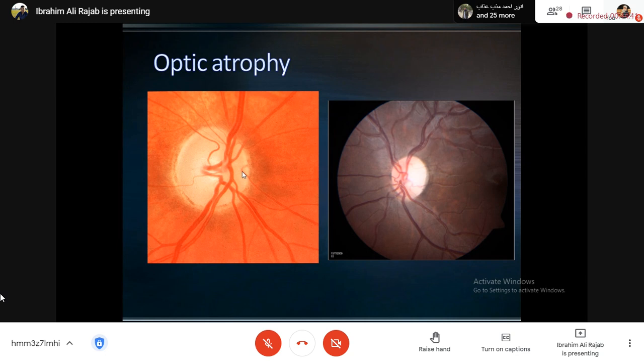So Ahmed said it is a well demarcated optic disc and its color seems to be more whitish in color. Its color has become white or yellow. So this is a sign of optic disc atrophy. Optic disc atrophy has two types, whether it is primary, I mean without previous optic disc swelling, or secondary due to previous optic disc swelling.